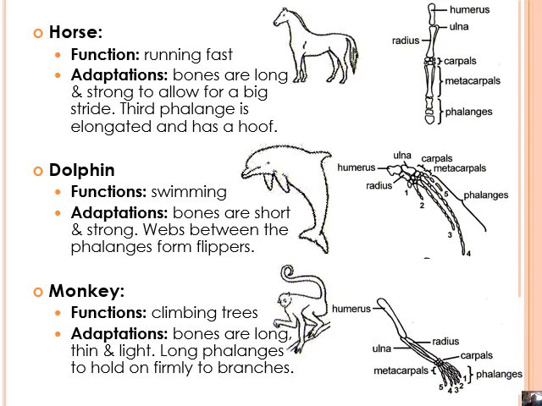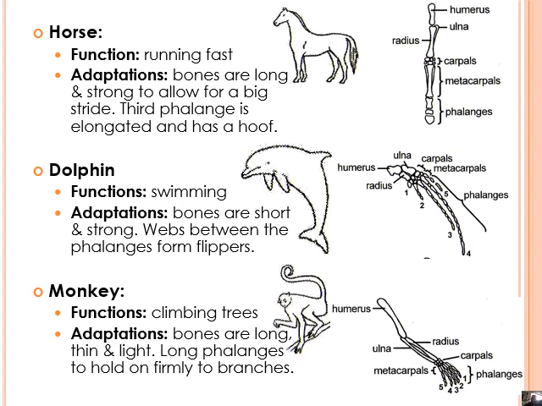Finally, we got our little monkeys over there. They're for climbing trees. You can note their elongated arms. Their arms are almost as long as their legs, sometimes longer. Their adaptations, or their bones, are long, thin, and light. Something like humans, but humans more so started to thicken their radius and humerus just for bigger muscle attachment, because we like to lift things as opposed to hanging on things. So the bones are long and thin and light. They have extremely long phalanges and they like to hold on firmly to branches. Okay, so these extended phalanges really help them hold onto things and actually navigate their environment.